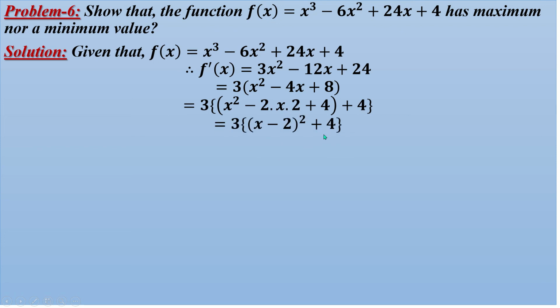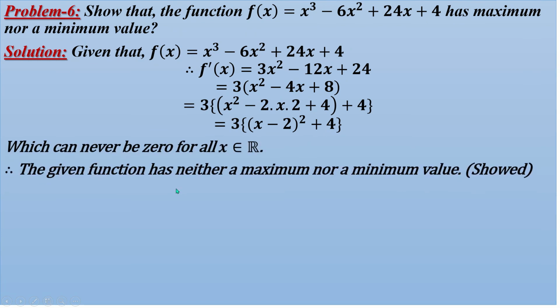Okay, for any real values of x, f prime x can never be 0. As f prime x can never be 0, the function has no maximum or minimum value. Clear? This is the proof of problem 6.